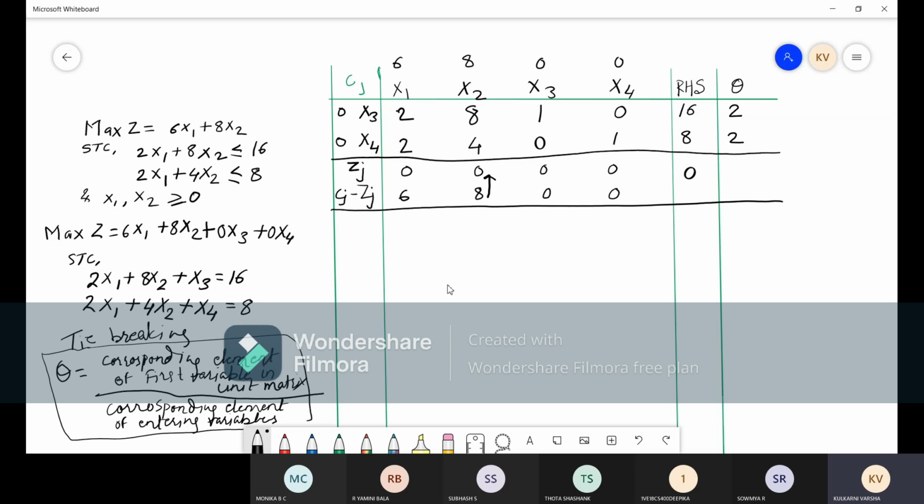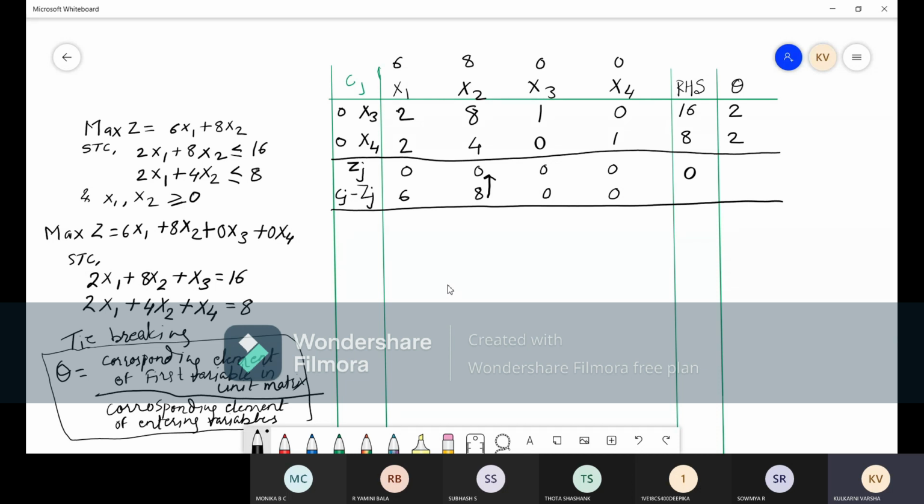So in this case, now we'll go for the next value. See, the corresponding element of the first variable in the unit matrix. In your unit matrix these are your variables, x3 and x4. So in this, which one appears first? First x3 appears, then x4 appears. So we have to go for x3. What do we have to take? We have to take the corresponding elements of this x3 divided by the corresponding elements of the entering variable. Our entering variable is x2, so we have to take this x2. So 1 divided by 8.